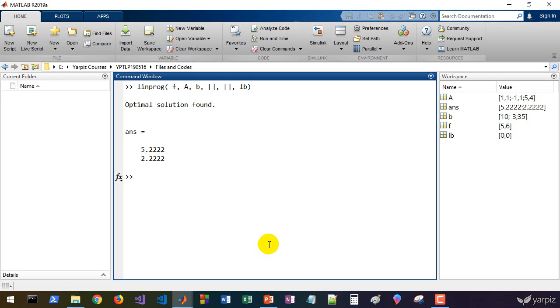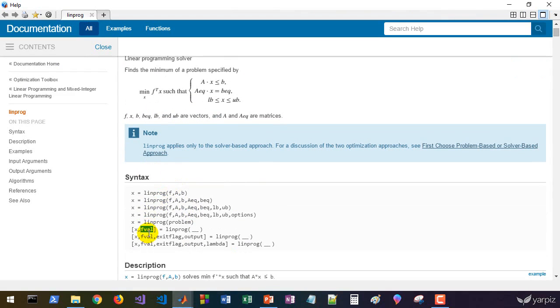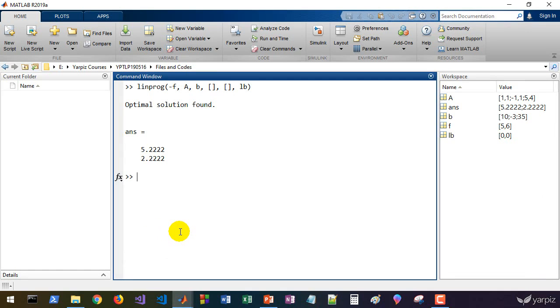The problem is solved, and x1 is 5.2222 to infinity, and the second variable is 2.2222 to infinity. And if you look at the documentation again, the function value of the optimum solution found is written as the second output, and you can get it with xopt and fval equals linprog of minus f, A, B, empty, and lower bound.